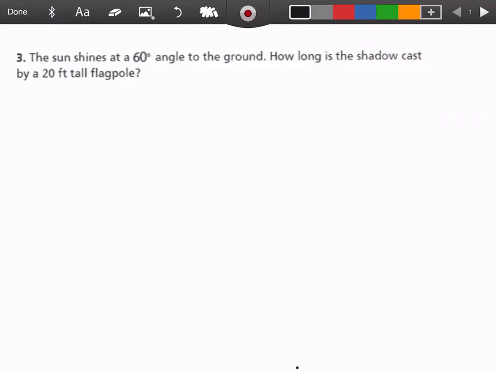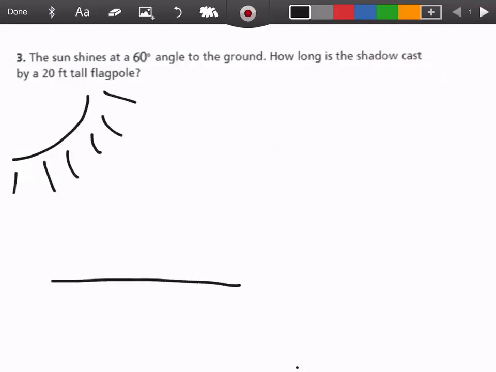All right, so I'm going to make a very primitive picture here with the sun. And then you have the ground, and when it says the sun shines at a 60-degree angle to the ground, that means that the angle is between the side length and the ground. So our 60-degree angle is down right next to the ground. And then how long is the shadow cast by a 20-foot flagpole?